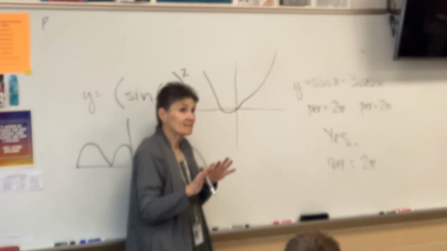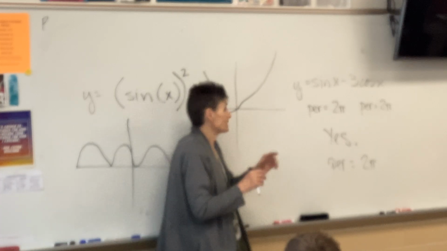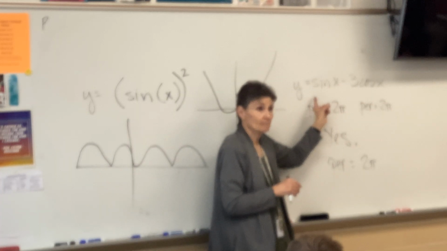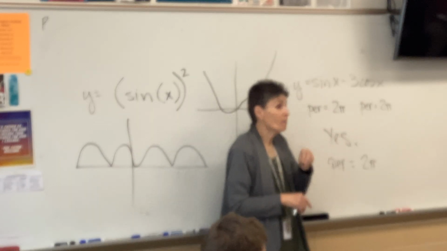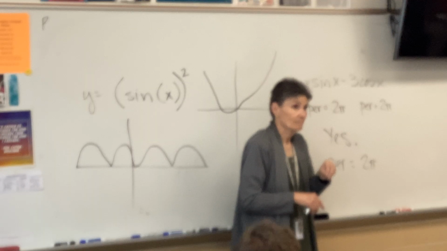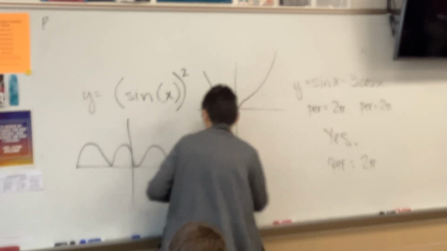What that means is, and if we have time, we'll do it, but I want to get through all these. What that means is, if you graph this, like we just did, type in this equation and graph it, every 2 pi, it's going to repeat itself. Okay? Perfect. All right, letter B.